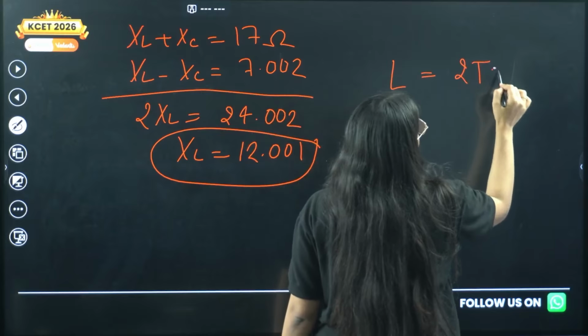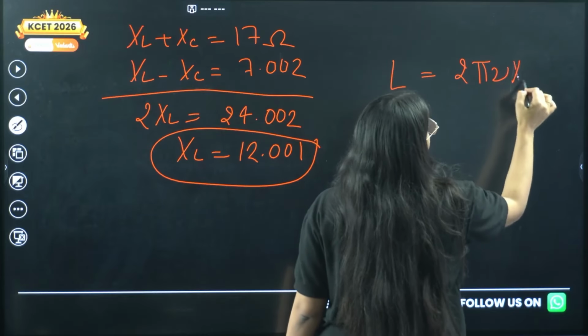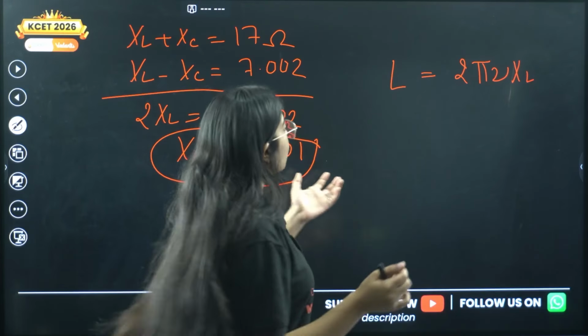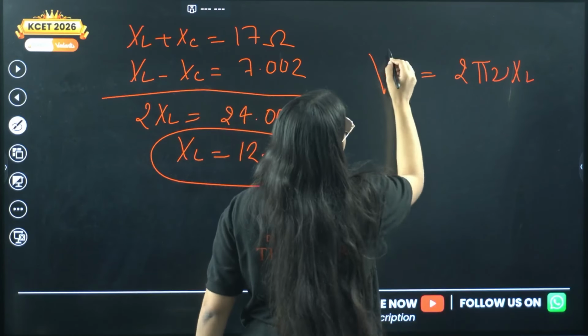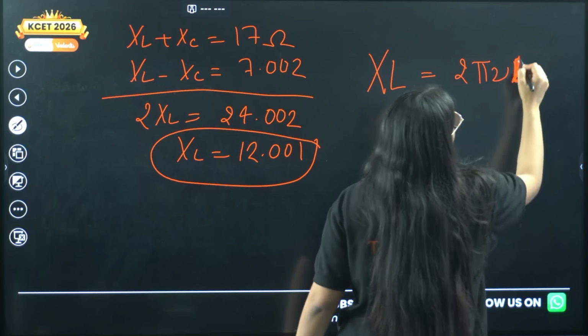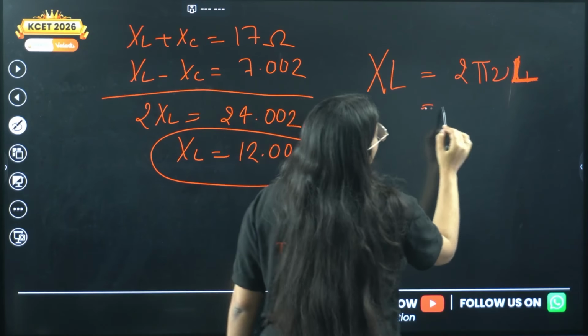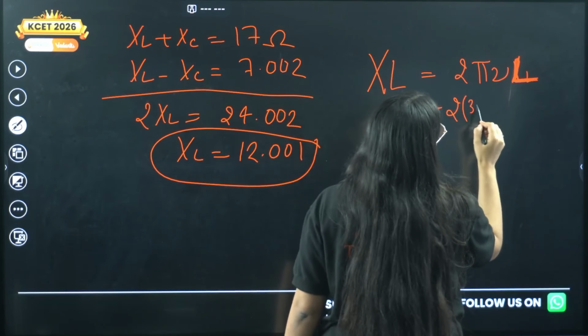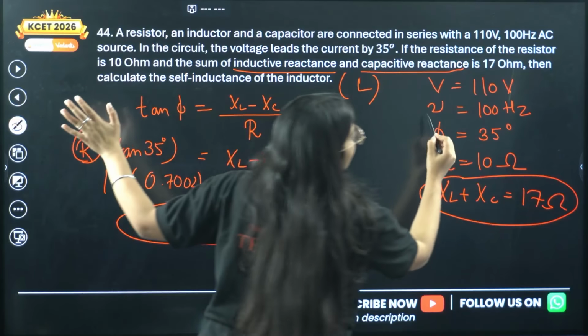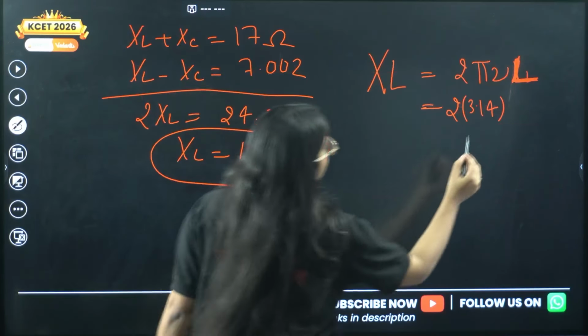2 pi nu into XL, correct? 2 pi nu into... okay, it was the other way around. XL equals 2 pi nu into L. It was 2 pi nu into L. So 2, of course we know, 3.14. Now, frequency is also given, right? 100 hertz. So frequency is also given.